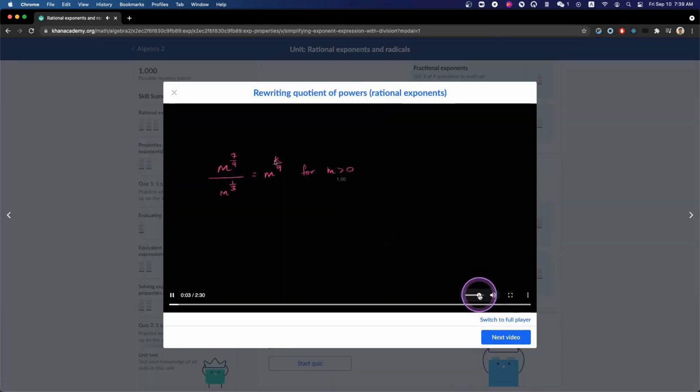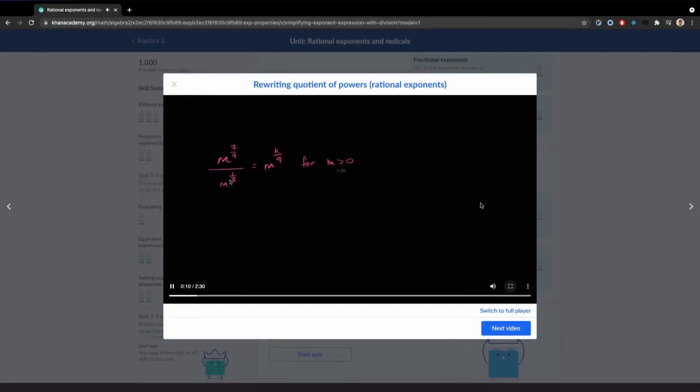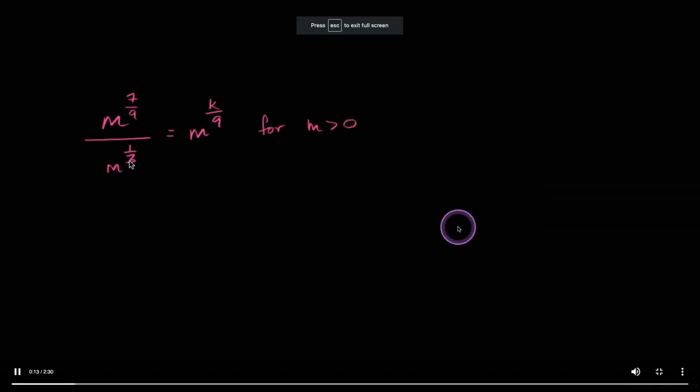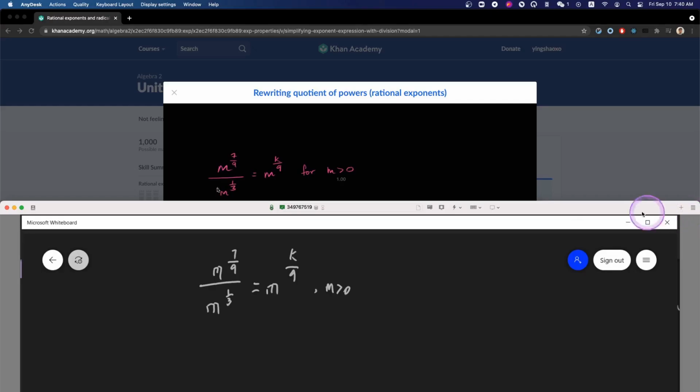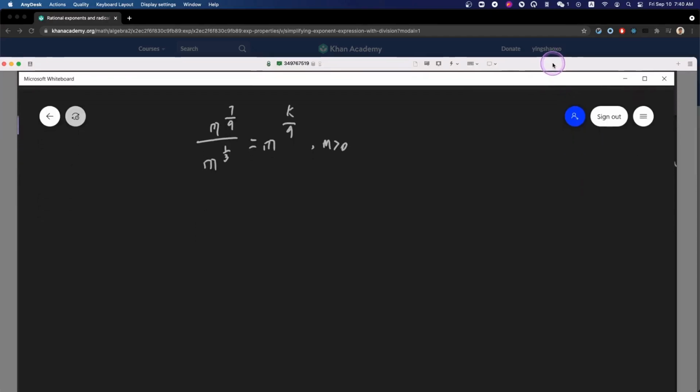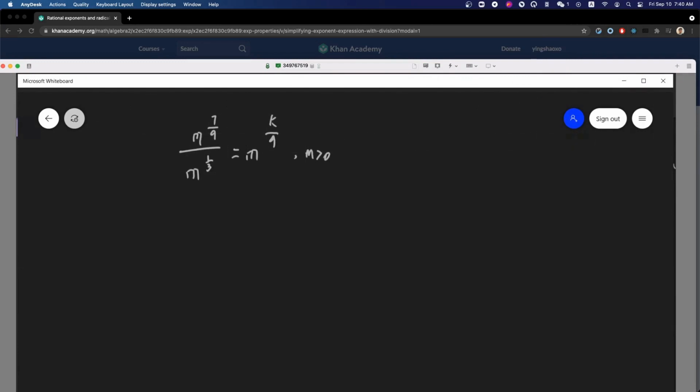Let's see if we can solve for k. And we're going to assume that m is greater than 0. Like always, pause the video, try it out on your own, and then I will do it with you. All right, let's work on this a little bit. So you could imagine that the key to this is to simplify it using our knowledge of exponent properties.